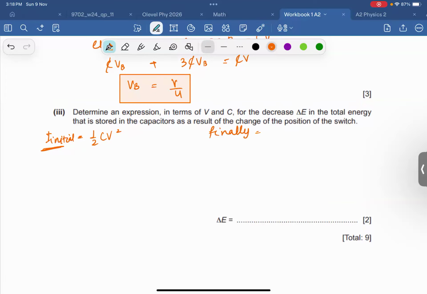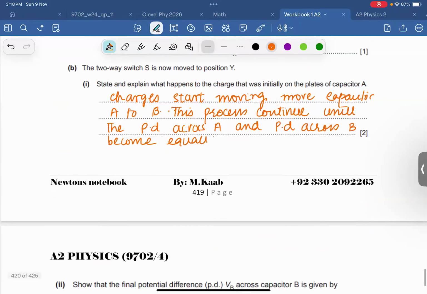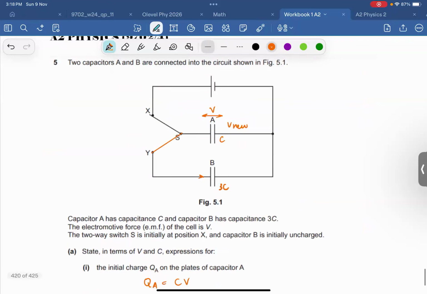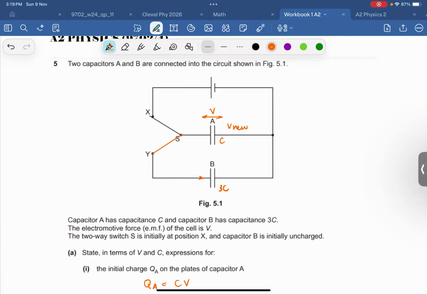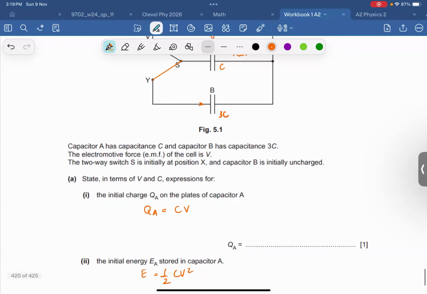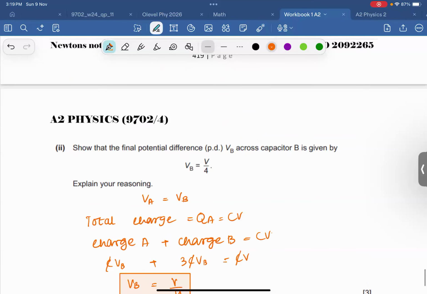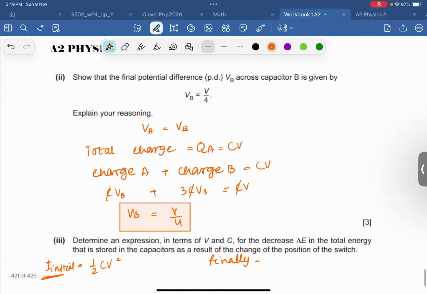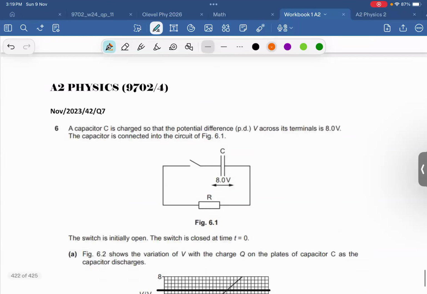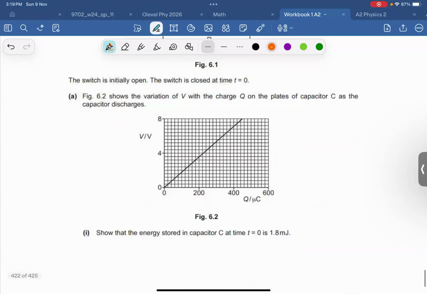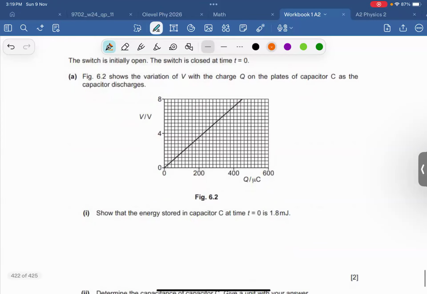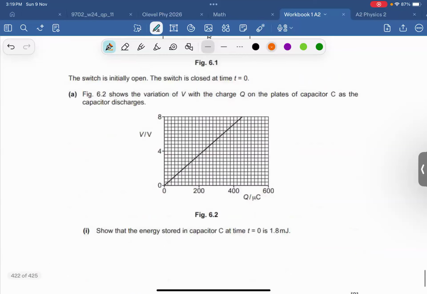Finally, we know that the two capacitors are basically in parallel, so their capacitance will be added. If we consider the capacitance being added, we know that their potential difference is V over 4.